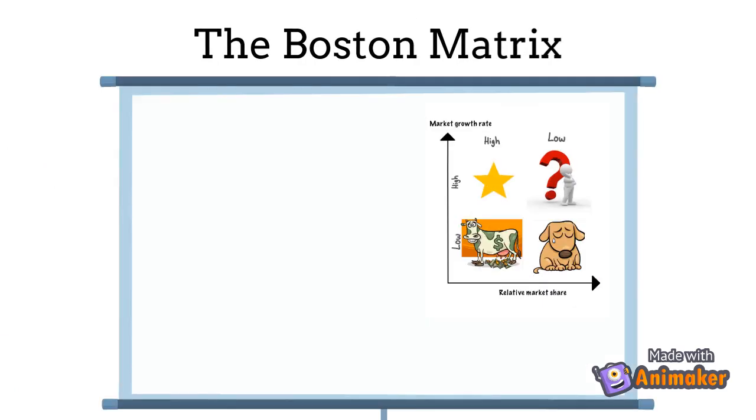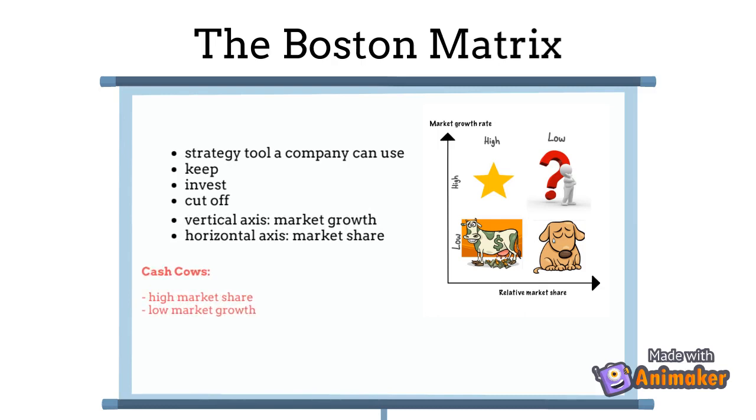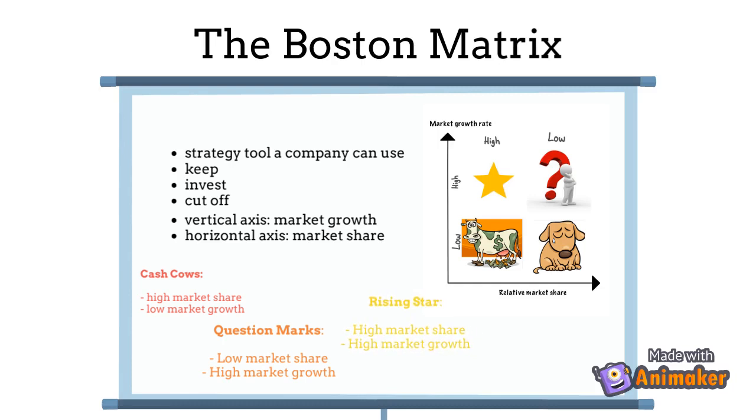So, the Boston matrix is a strategy tool which a company can use to find out whether to keep and invest into a product further or if they should cut it out. On the vertical axis, we can see the market growth, and on the horizontal axis, the market share. Cash cows are products which have a high market share within a slow-growing market. Problem childs, or question marks, describe products which have a low market share within a fast-growing market. Rising stars are products with a high market share and a high market growth. And poor dogs describe the products which have a slow growing market and a low market share.